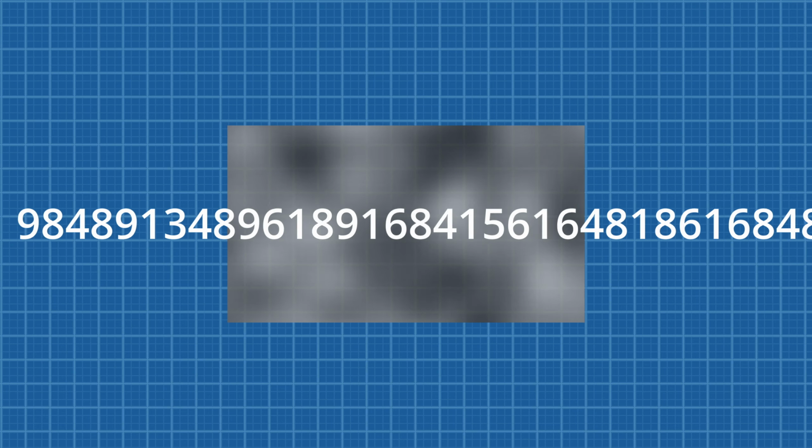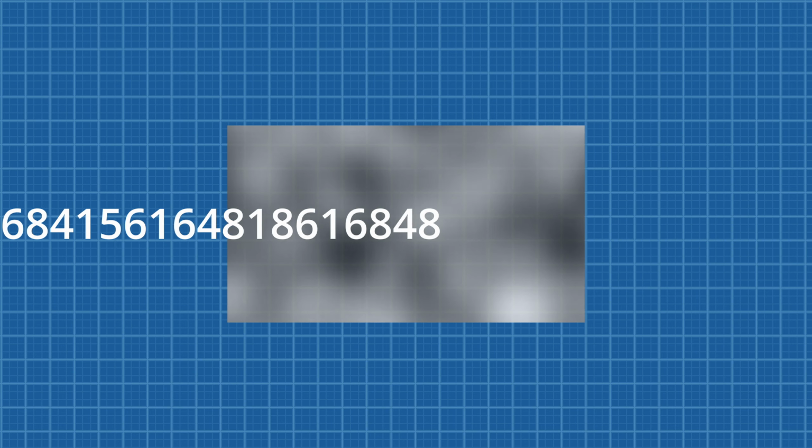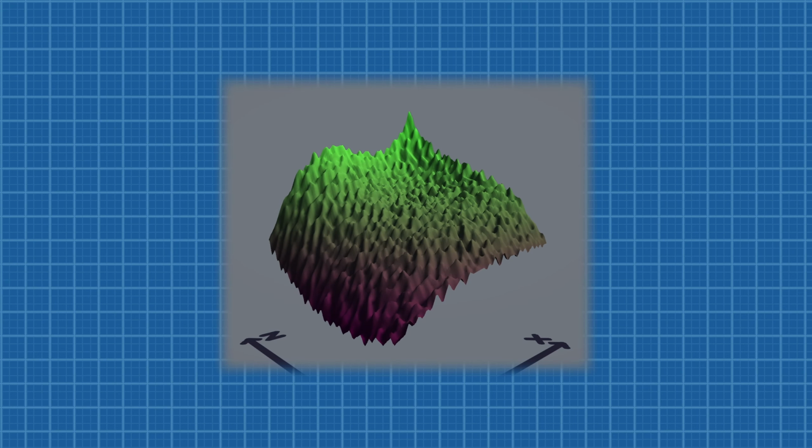Now let's break down the core concepts. The first is randomness. In procedural generation, random values are key to generating variation. So for example, a random number can help you decide the height of a mountain, the position of an object, or the layout of a dungeon.